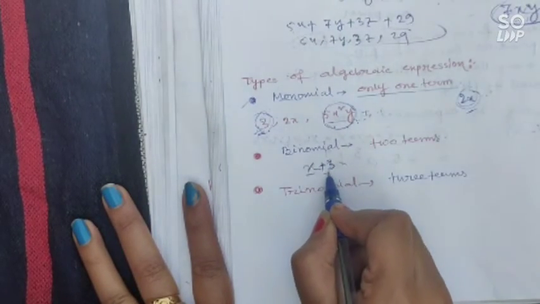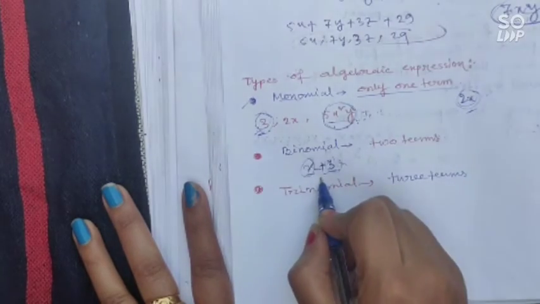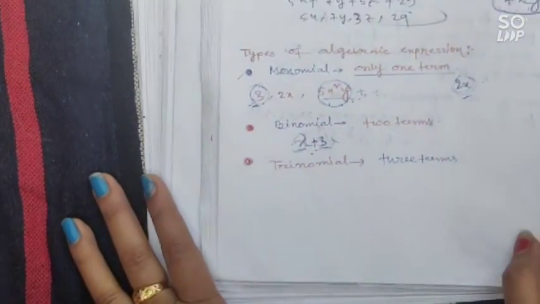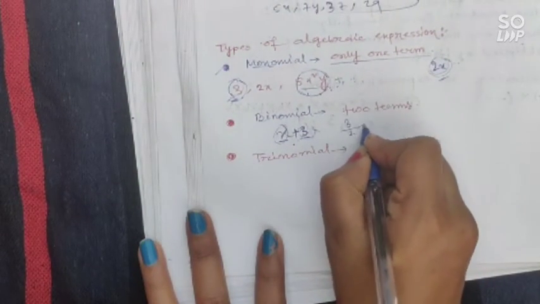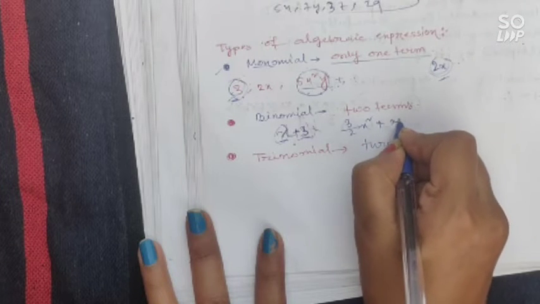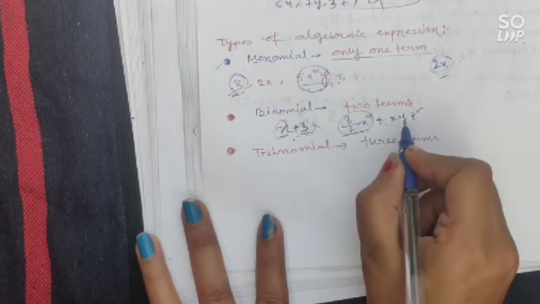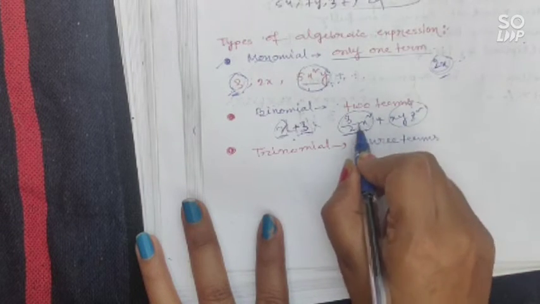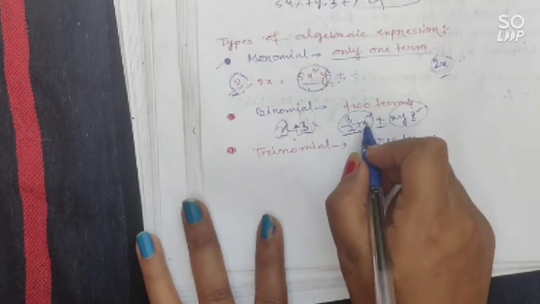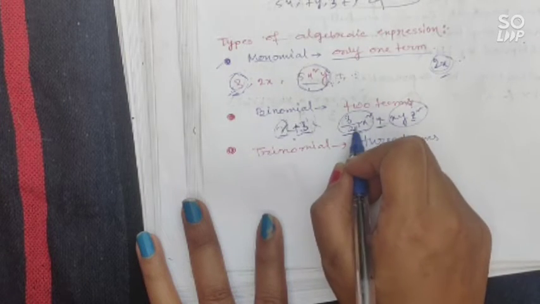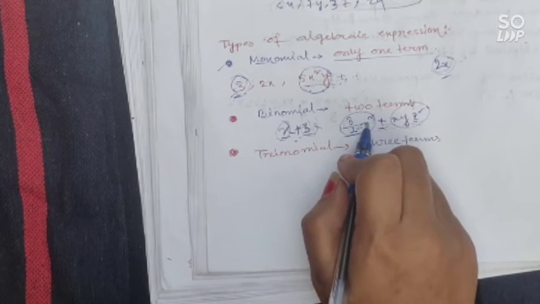So x, this is a term, plus 3, this is also a term. So the number of terms is 2. So this is a binomial. Okay. Next, 3 by 2 x square plus x y z square. In this case, you can see here, this is the first term, this is the second term, because these parts are separated by this sign plus. So the number of terms in this algebraic expression is 2. So this algebraic expression is called a binomial.